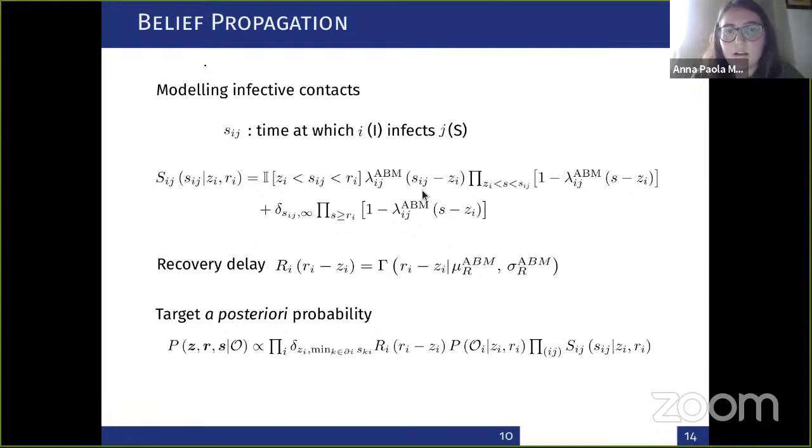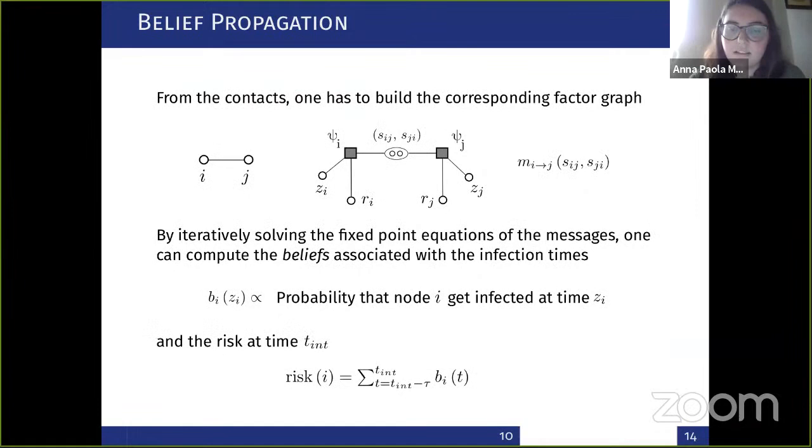And similarly, we can put a prior over the recovery delay. This is the prior of this delta time, and it is distributed according to the gamma distribution fitted from the OpenABM model. So this is our target posterior probability, now defined over this set of auxiliary variables, and we can smartly apply the belief propagation approximation on the associated factor graph. I don't have the time to give you all the details of the iteration, but the belief propagation approximation is performed by iterating some fixed point equations associated with the belief propagation messages.